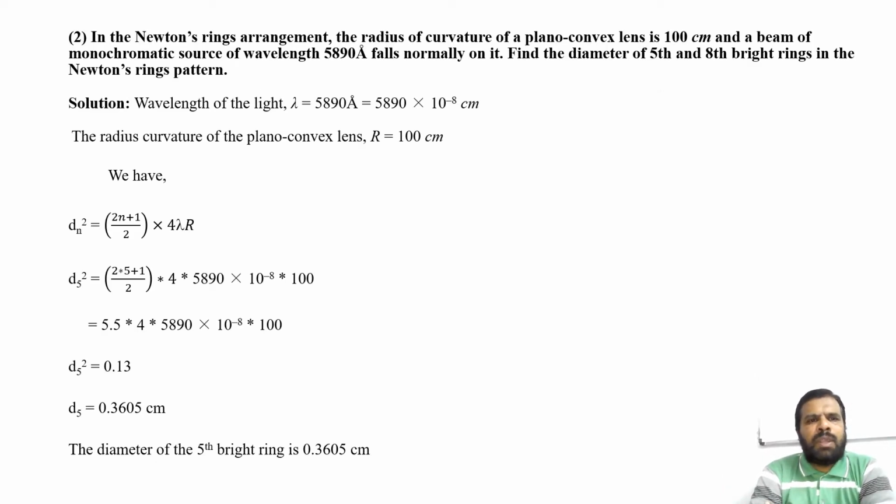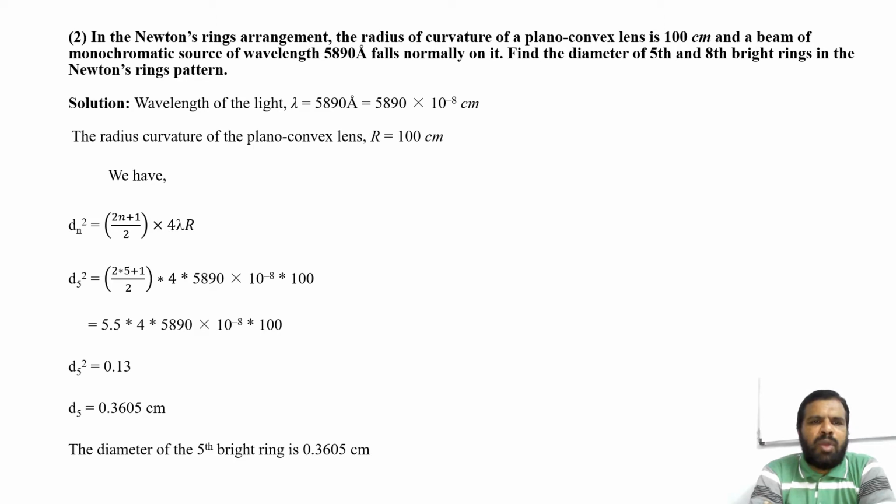Second problem. In the Newton's rings experiment, the radius of curvature of a plano-convex lens is 100 cm and a beam of monochromatic source of wavelength 5890 degree angstrom falls normally on it. Find the diameter of fifth and eighth bright rings in the Newton's rings pattern.